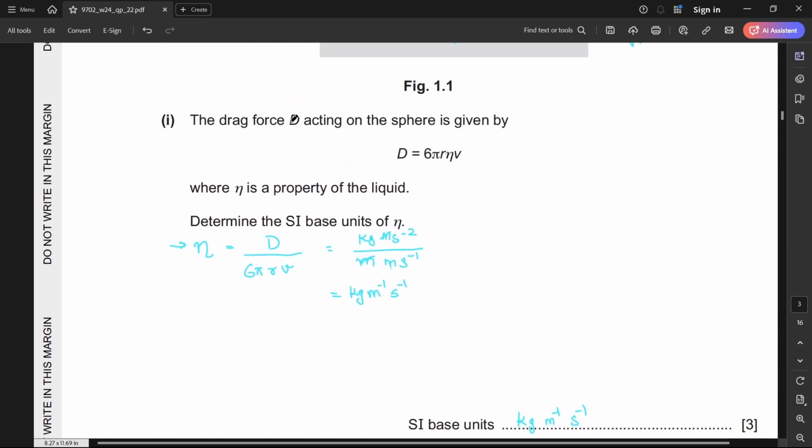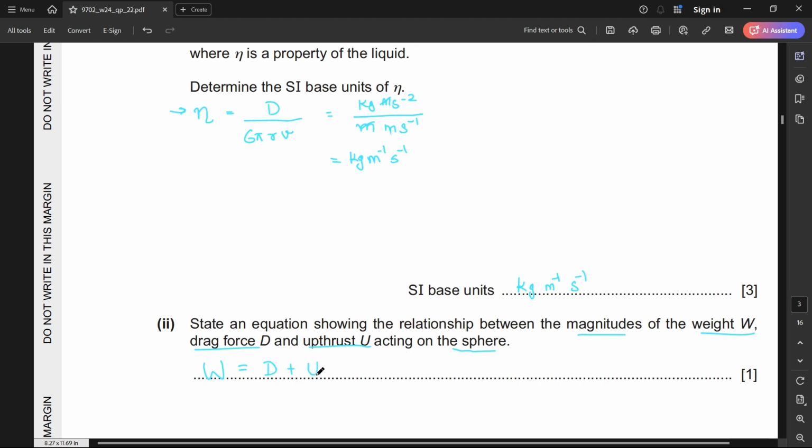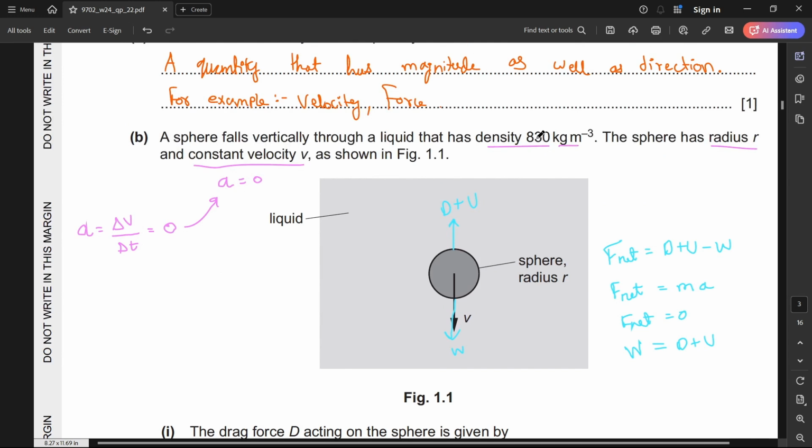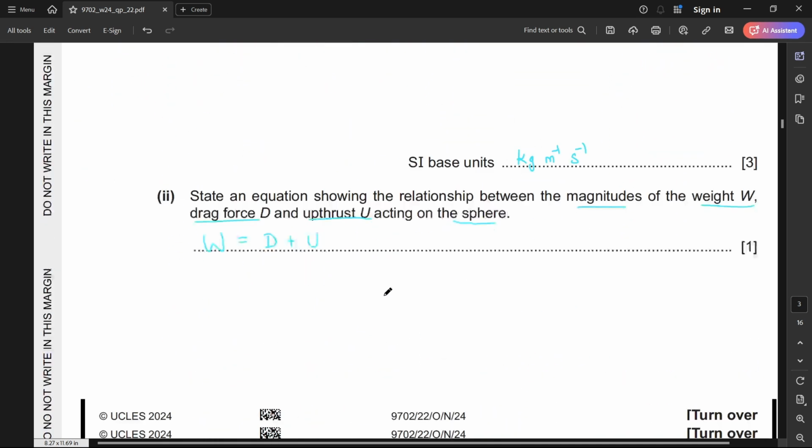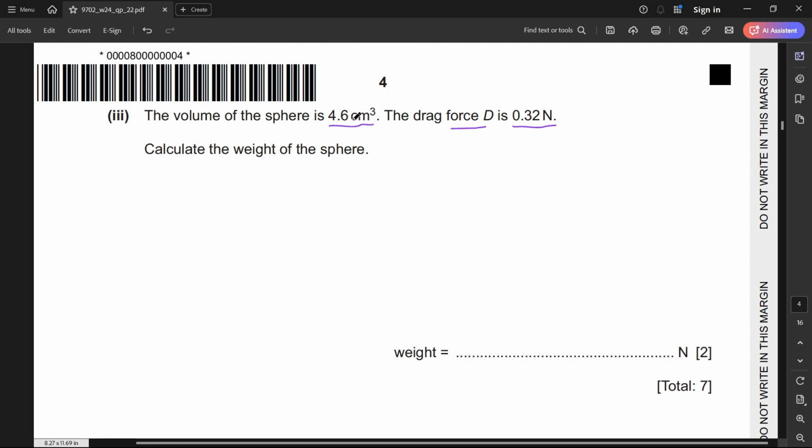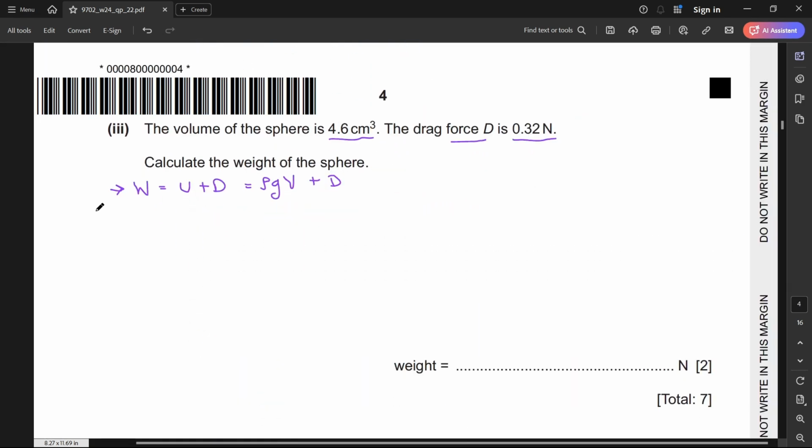So if I just scroll up, we don't really need to use this formula because the value of d is already given to us. And because d is given to us, we can find the upthrust because we have the density of 830, we have the gravity of 9.81, and the volume is also given to us. And therefore I can find my upthrust, and therefore I'll have W is equal to U plus D, which is written in the format of upthrust given by rho gV, density, gravity, volume, and the drag value is already given to us. I don't need to write the formula that is given to me over here. But that is the equation that I'm going to use to find the value of my weight.